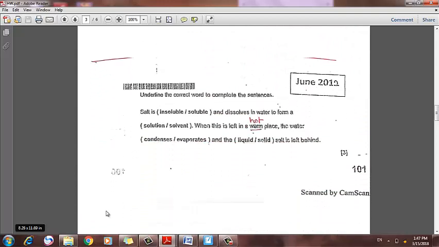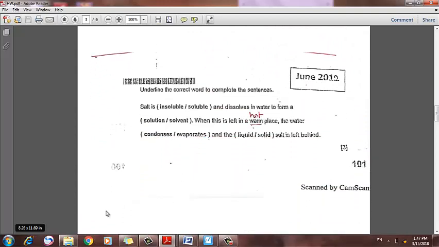Underline the correct word to complete the sentences. Salt is soluble or insoluble? Of course soluble. And dissolve in water to form a solution or solvent? To form a solution. When this is left in a warm or hot place, the water condense or evaporate, and the liquid or solid salt is left behind? Solid salt is left behind.